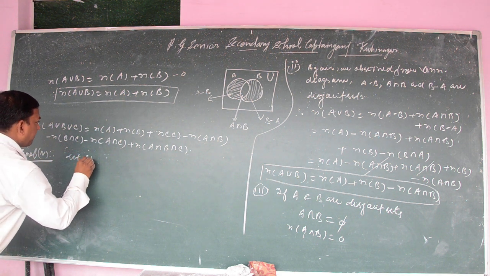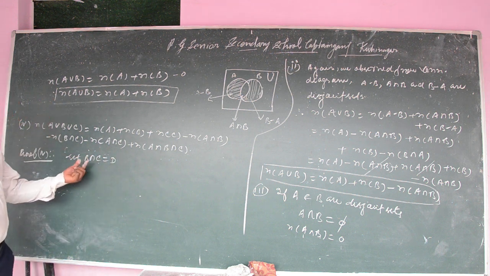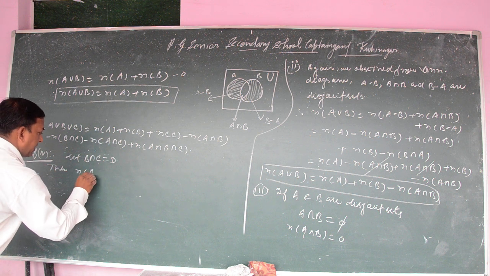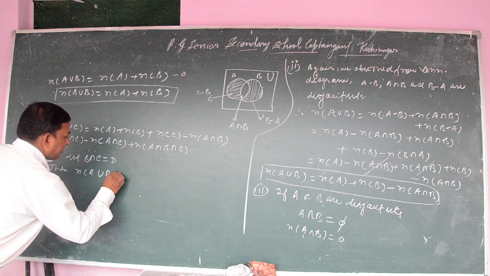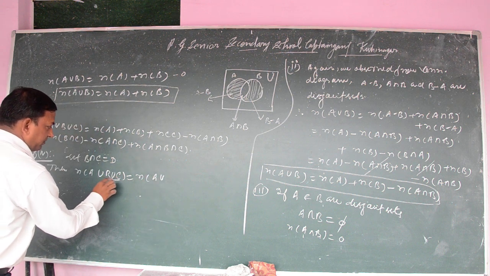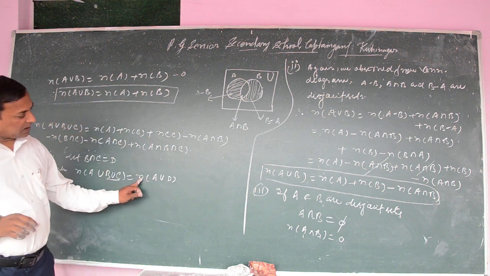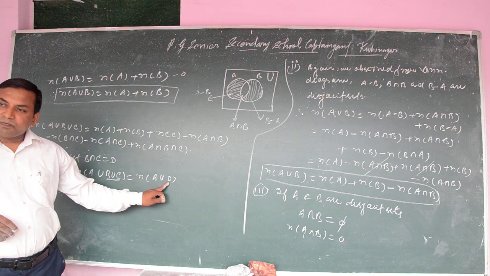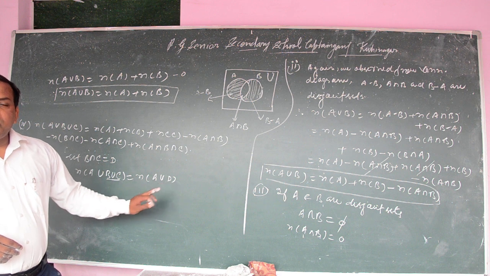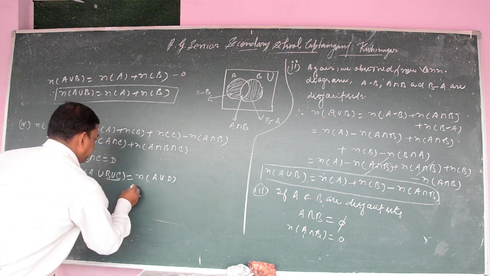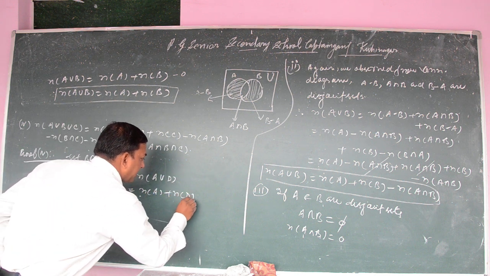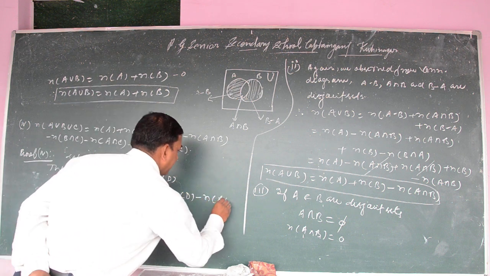Let B intersection C be equal to D. If B intersection C is equal to D, then cardinal number of A union B union C, we write as cardinal number of A union D, where B union C is replaced by D. Earlier we know that cardinal number of A union B equals cardinal number of A plus cardinal number of B minus cardinal number of A intersection B. So cardinal number of A union D equals cardinal number of A plus cardinal number of D minus cardinal number of A intersection D.